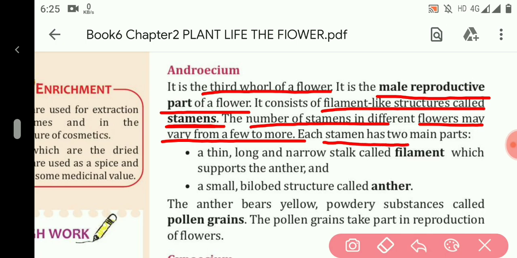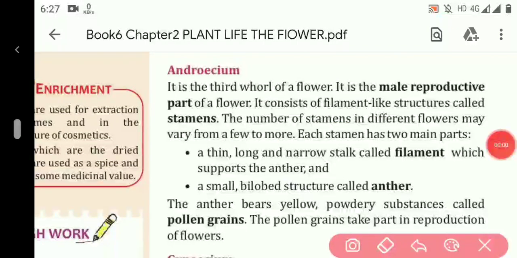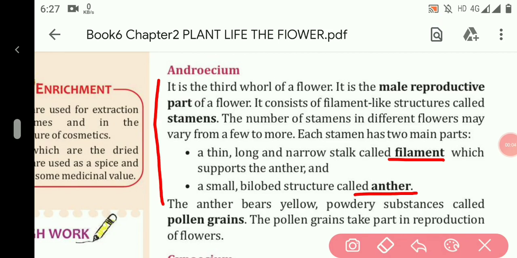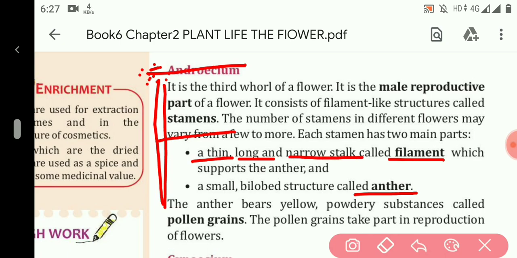Each stamen has two main parts. Now each stamen in every flower has two different parts. So the first one is filament and the second one is anther. Now what is a filament and what is an anther? So filament is a long stick-like part on which there are small bilobed structures which are known as anther. So this is an anther and this is a filament. A thin, long, narrow stalk, a stick-like structure which supports the anther is known as filament.